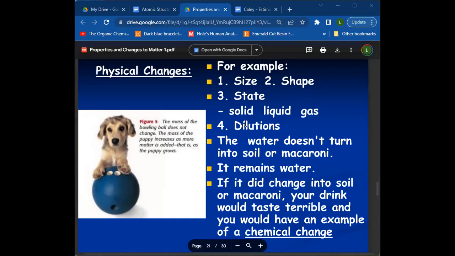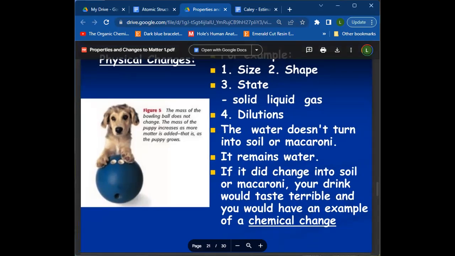Okay. And then for dilutions, we need to know that for dilutions, that's when you add water to something. So that's also still just a physical change. If you think about like a coffee concentrate and then you add water to it, it's still coffee. It was coffee before and it's still coffee after. Nothing new has changed.